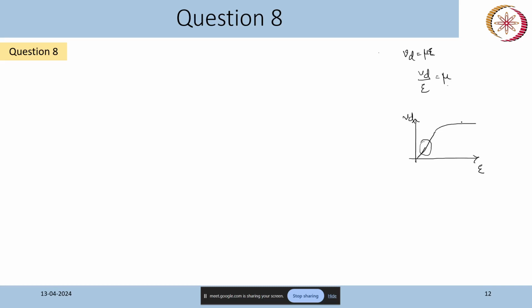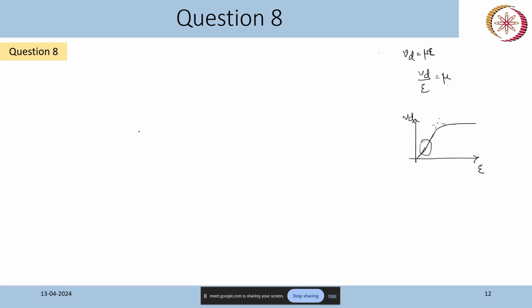We cannot define a slope here because it's a constant. So in this region, the concept of high field mobility is used, because the basic definition of mobility is not valid for this region. So it's like two different regions, and they are joined using a smooth curve.